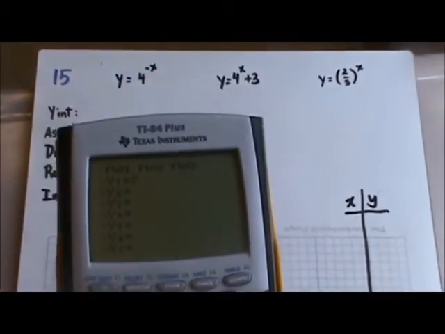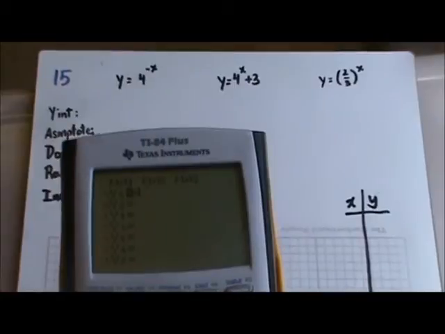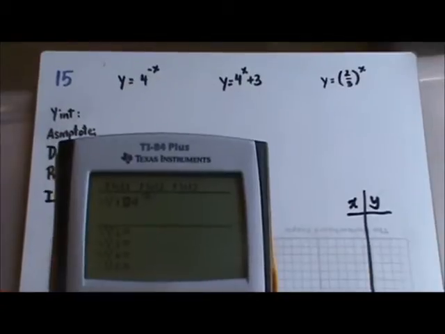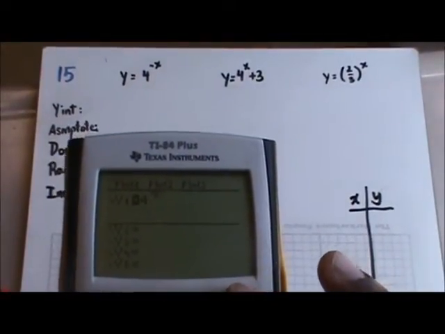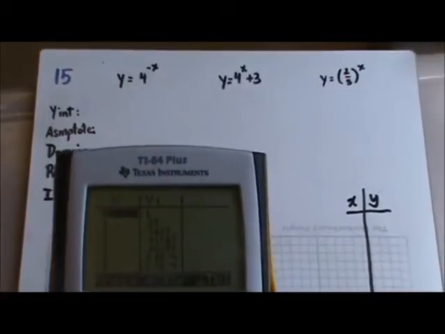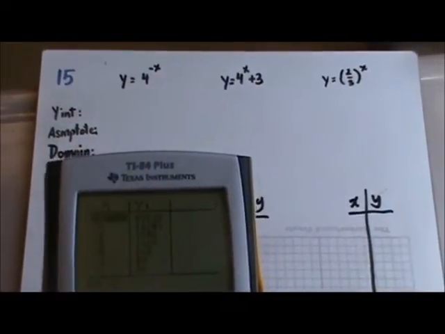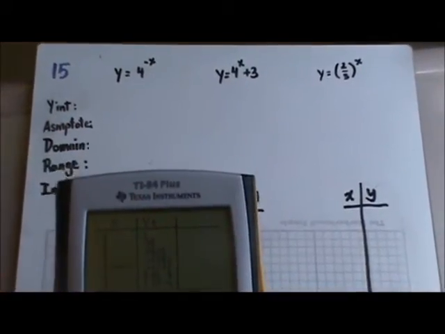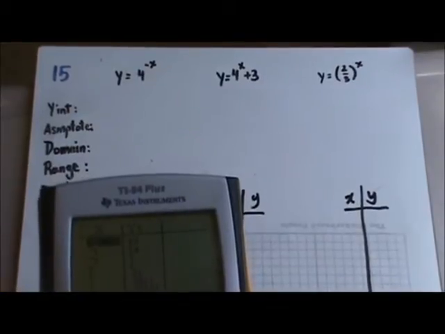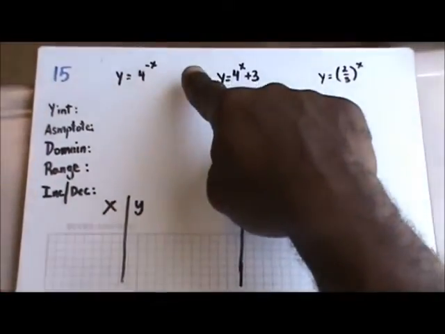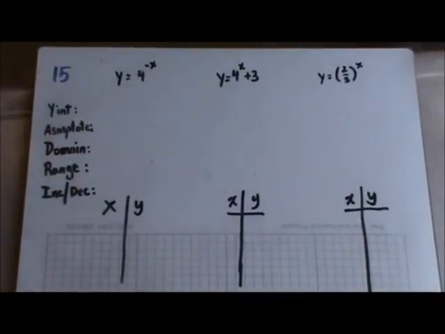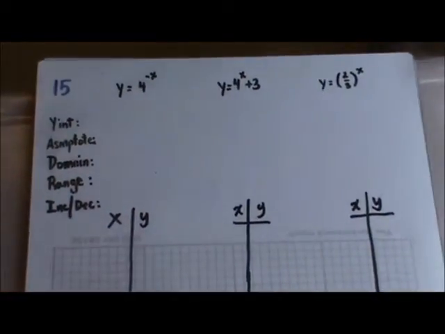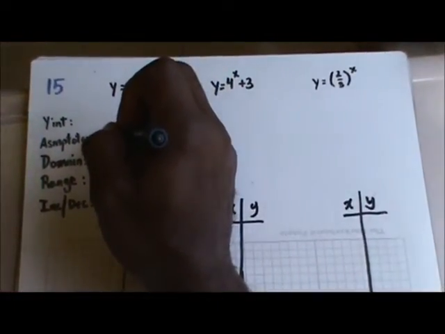For A, we want to enter 4 caret negative x. If we put that in, we want to get a table. We should be getting closer and closer to a particular value, and we can see as we go to the right, our values are getting closer and closer to 0. From our equation, the k value is 0, so since the k value is 0, our asymptote is y equal to 0.